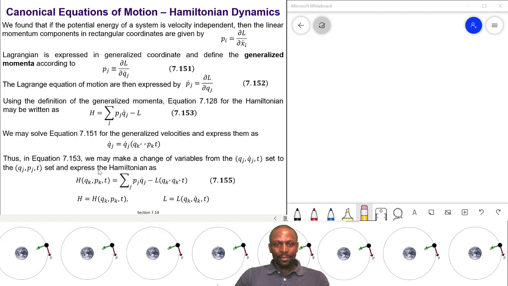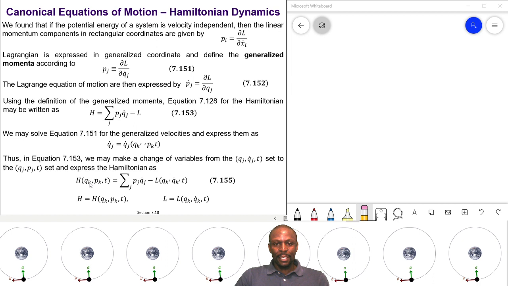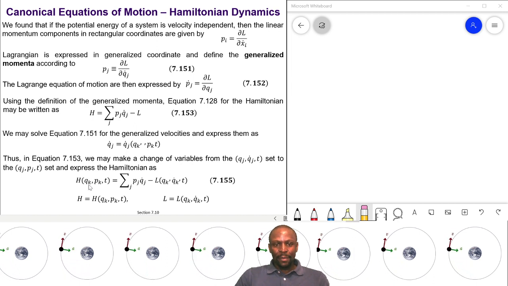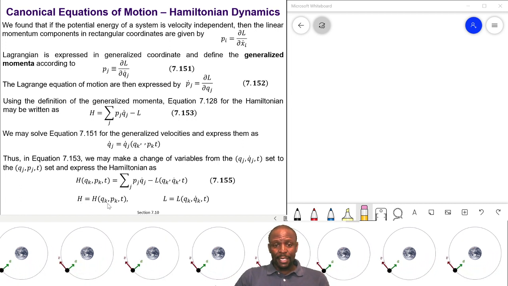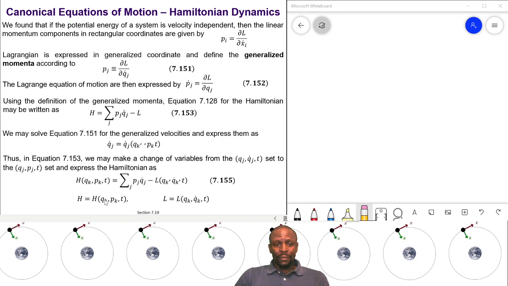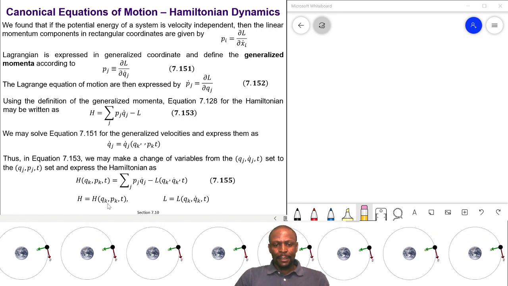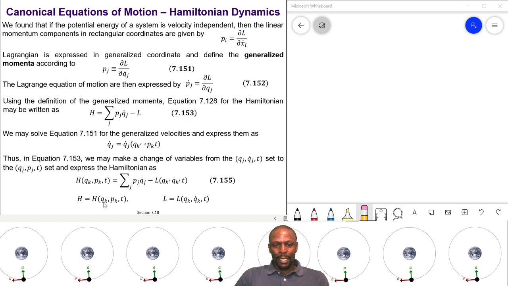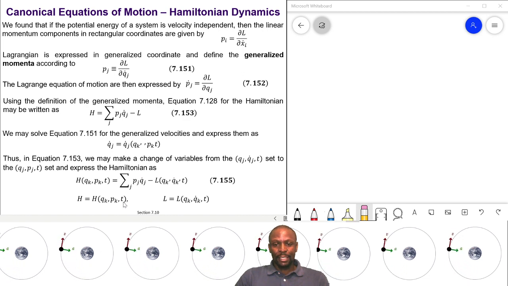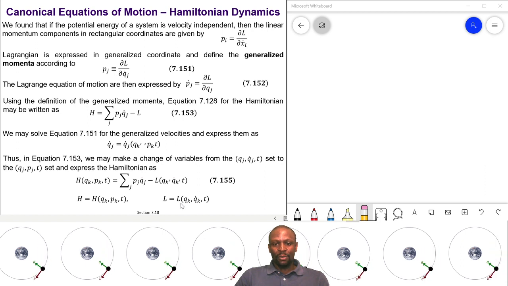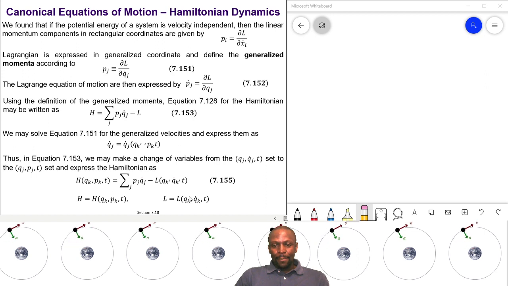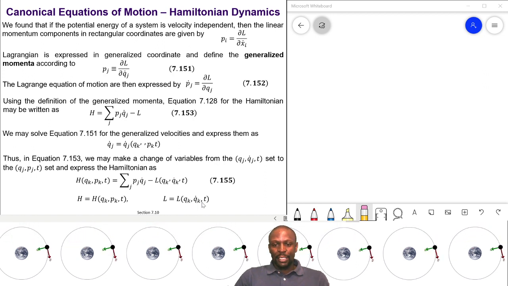Now, in that case, the Hamiltonian in terms of the generalized position and the momentum as well as the time, therefore is just given by this, where this Hamiltonian is a function of the generalized coordinates and the momentum as well as the time, when the Lagrangian is also a function of the generalized positions and the velocities as well as time.